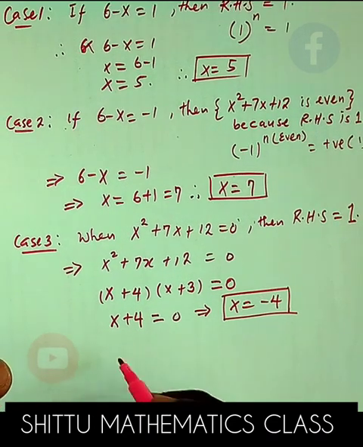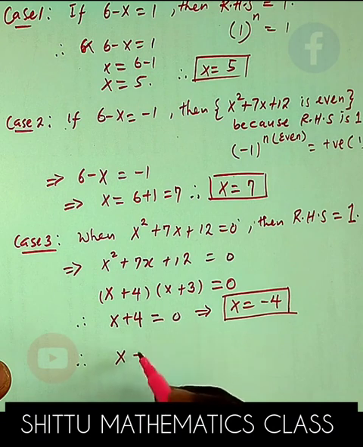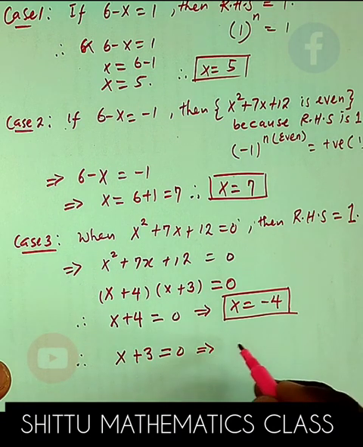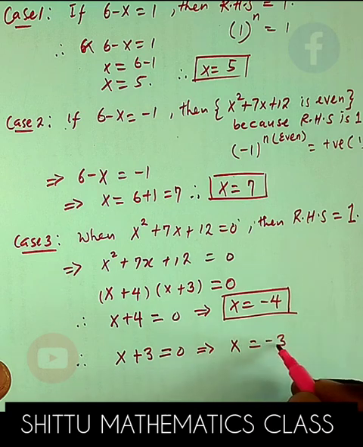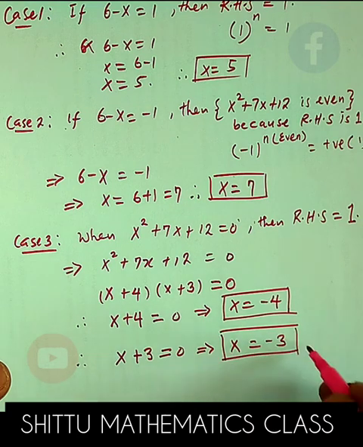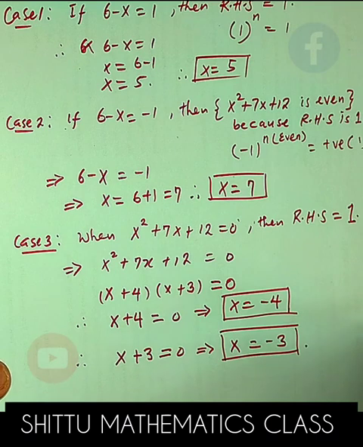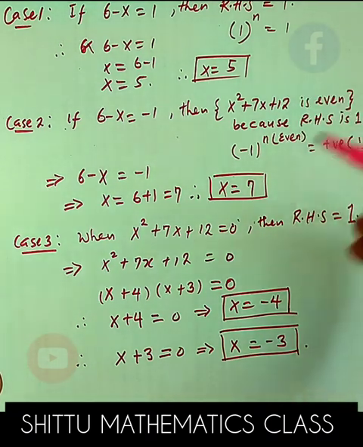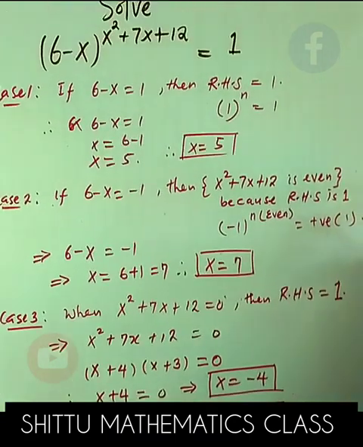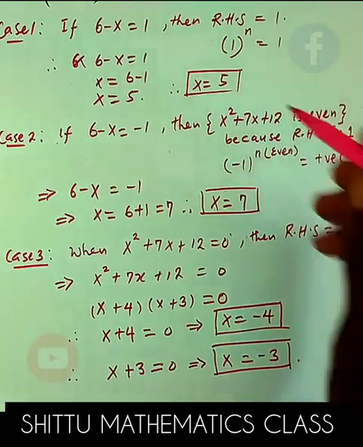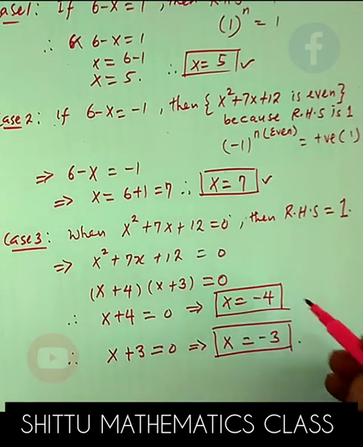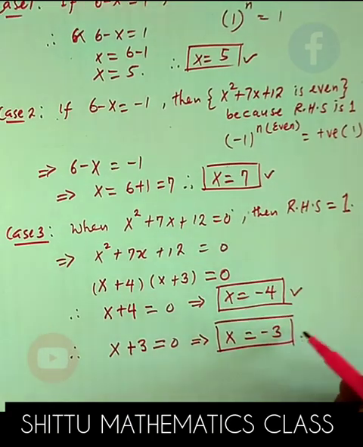Then lastly, we have x plus 3 equals 0. This implies that x equals minus 3. So you can see from our solving that we have 4 possible values of x that will satisfy this equation here. We have x equals 5, x equals 7, x equals minus 4, and x equals minus 3.